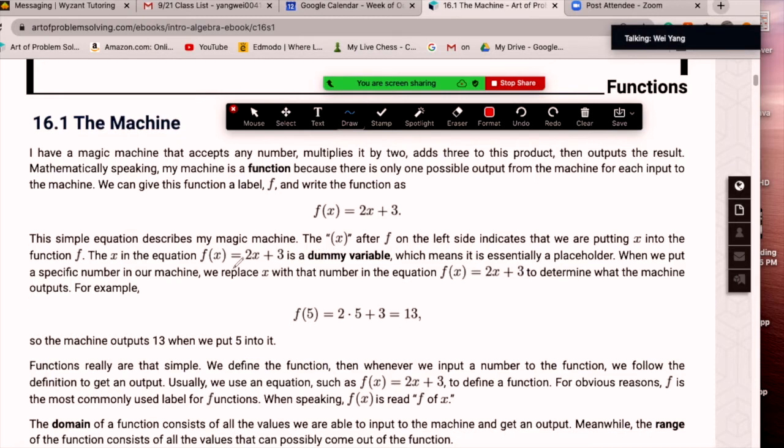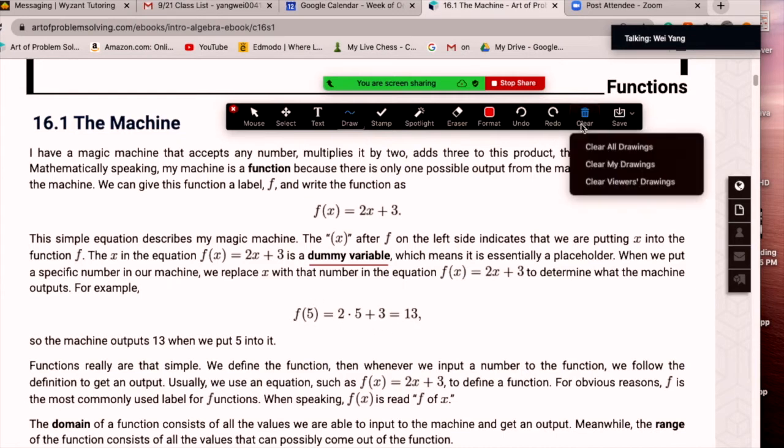For f(x) = 2x + 3, x is a dummy variable. Here x in this function is called a dummy variable, which means it is essentially a placeholder. When we put a specific number into our machine, we replace x with that number in the equation, to determine what the machine output is. For example, if you plug in 5, use 5 to replace x, then get 2 times 5, plus 3, which gives you 13. Okay?